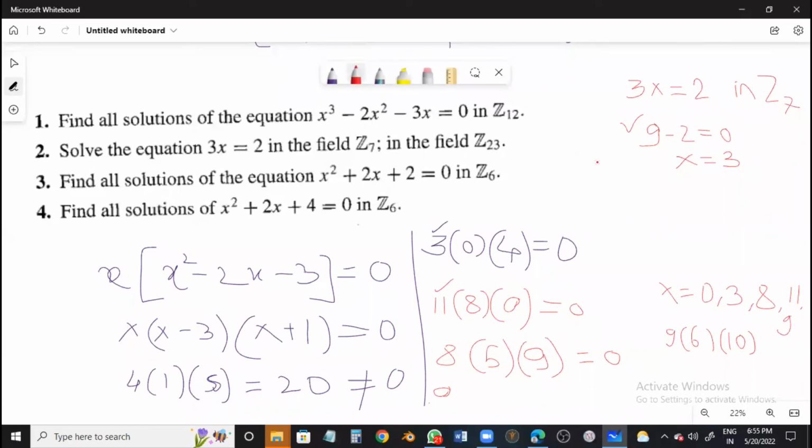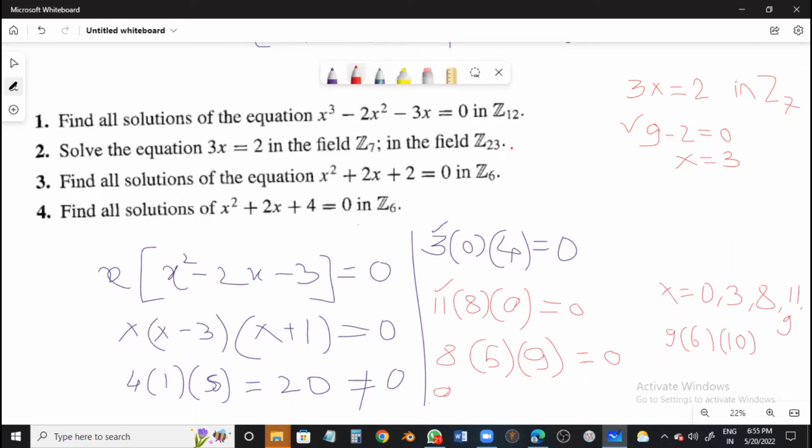Now, if I go for 4, 3 fours are 12. 12 minus 2 is not 0 in Z7. What next? 3 fives are 15, minus 2 is not possible. And 3 sixes are 18, minus 2 is not possible. So the only answer is x equal to 3 in Z7.